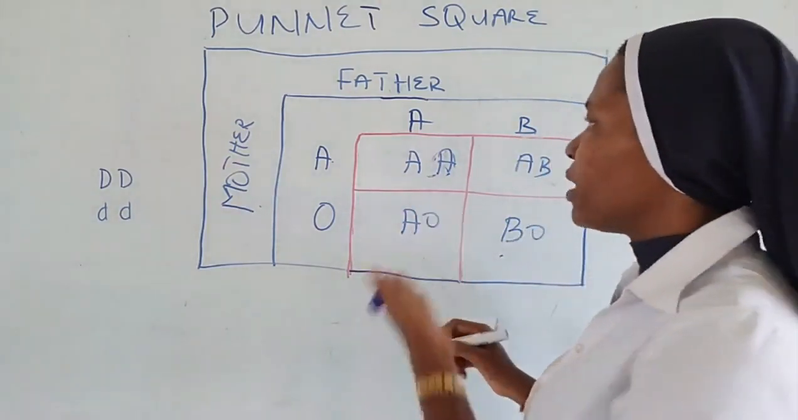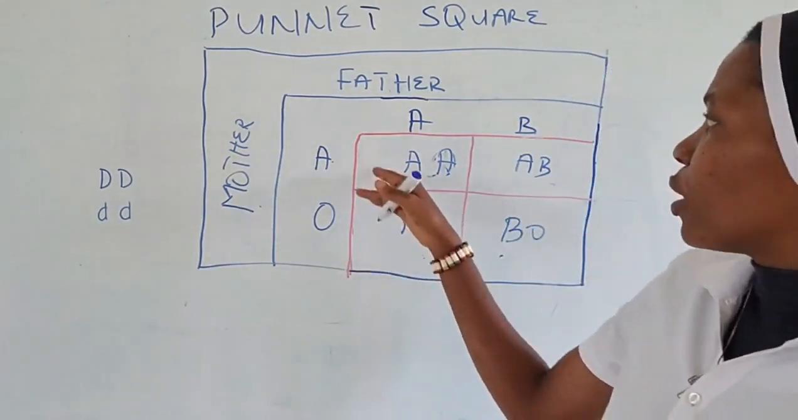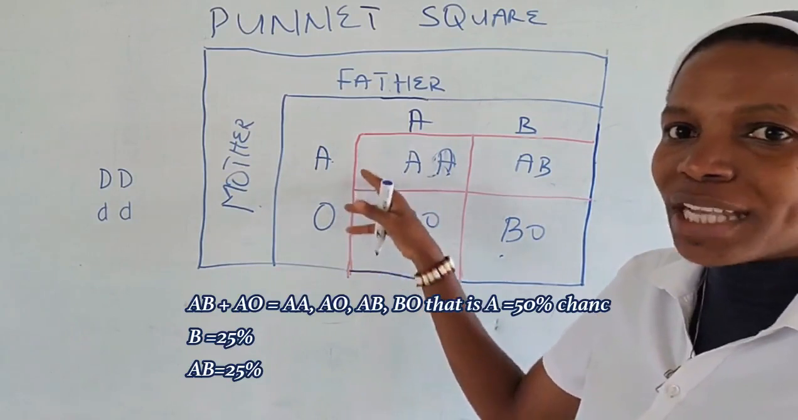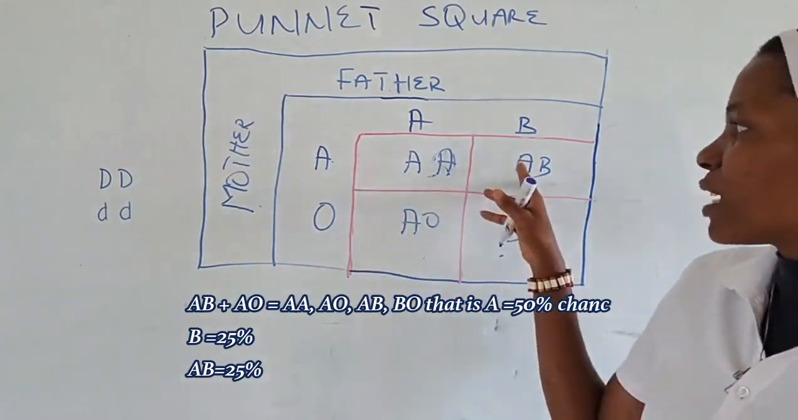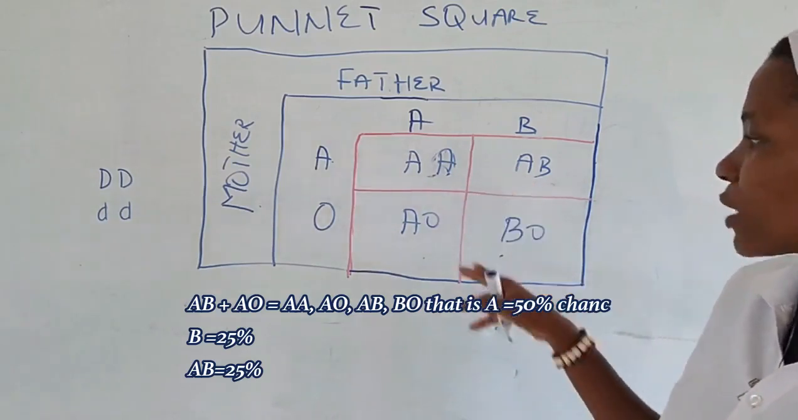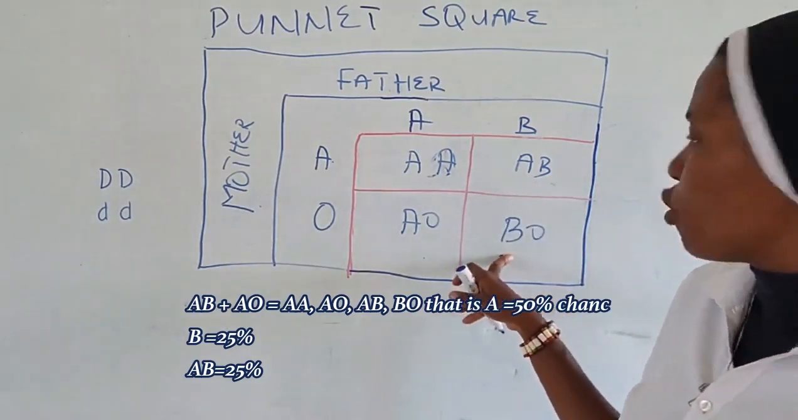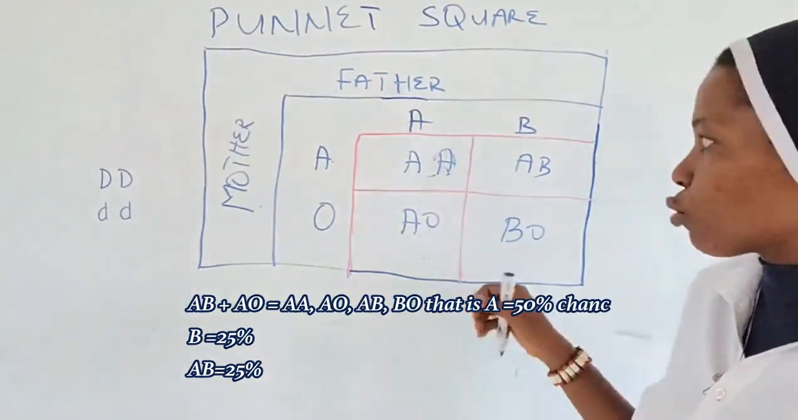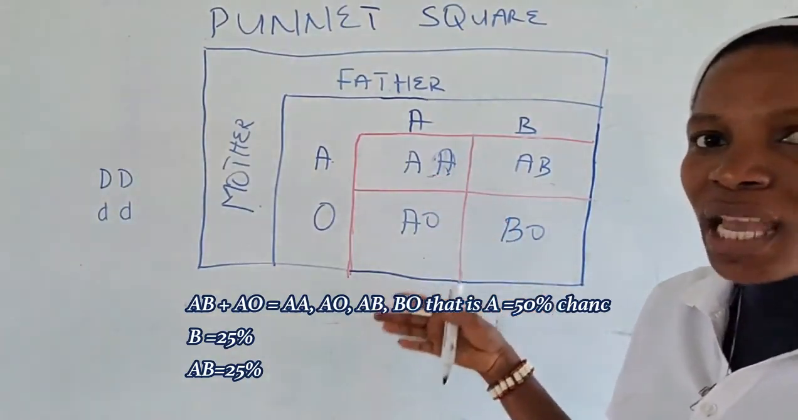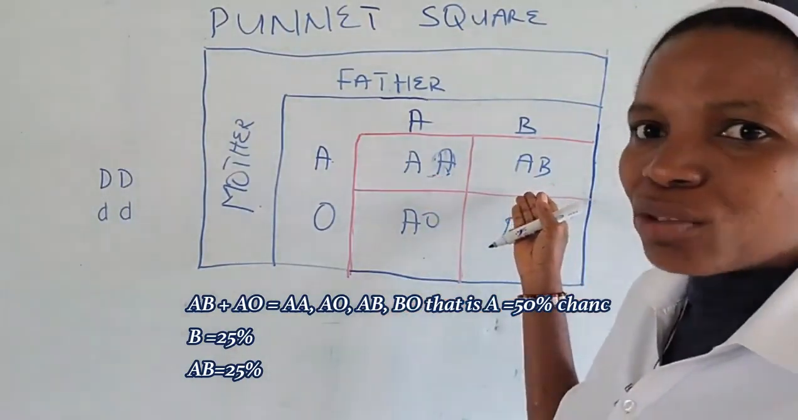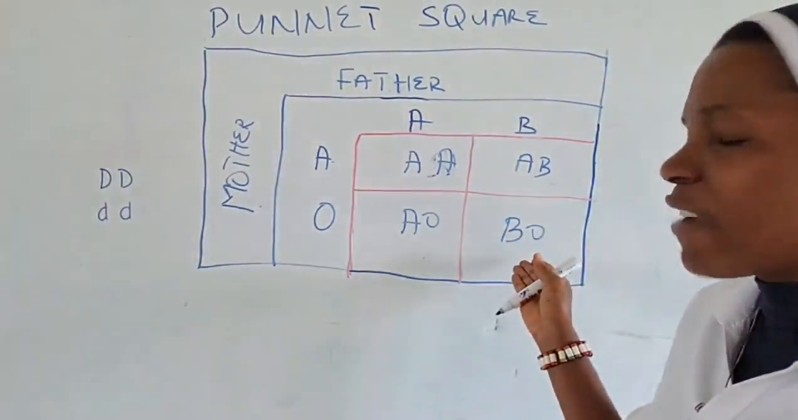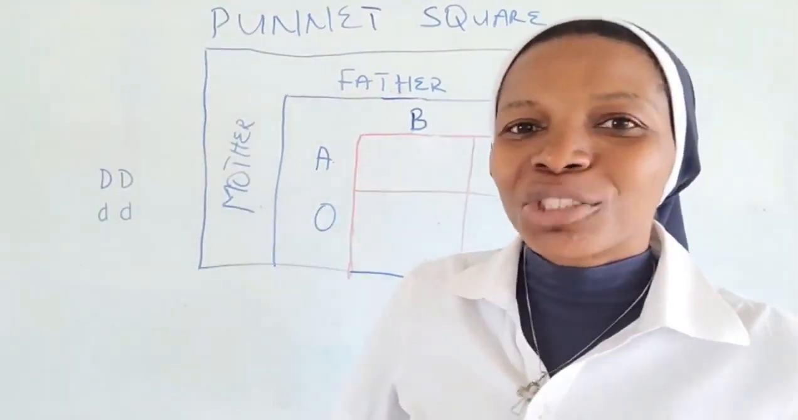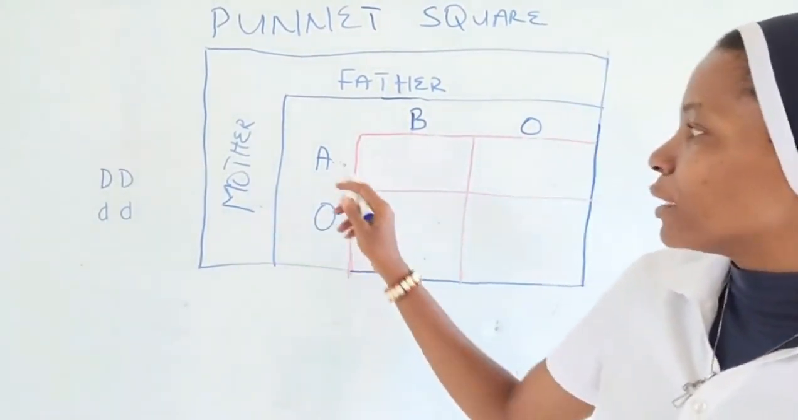So in this possibility, they have a 50% chance of giving birth to a child who has the A blood type, or they have a 25% chance of giving birth to a child who has the AB blood type, and they have a 25% chance of giving birth to a child who has the B blood type, though the B is written as BO, but the B is the dominant one. So 50% chance of the A blood type, 25% chance of the AB blood type, and 25% chance of the B blood type.